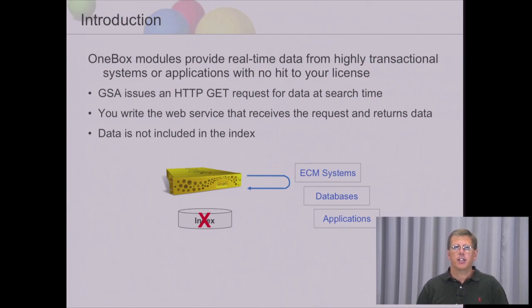The really good value here is that it doesn't count as any hits against your license. So you could be checking for data in a database with millions of records, and it won't count at all on your license count. It's a GET request that the GSA sends out, and it receives an XML response back from the Onebox provider that you write.